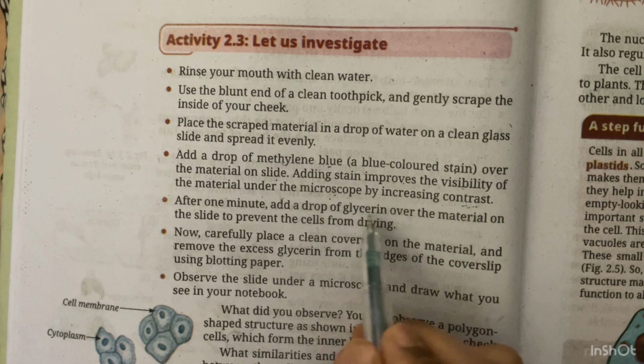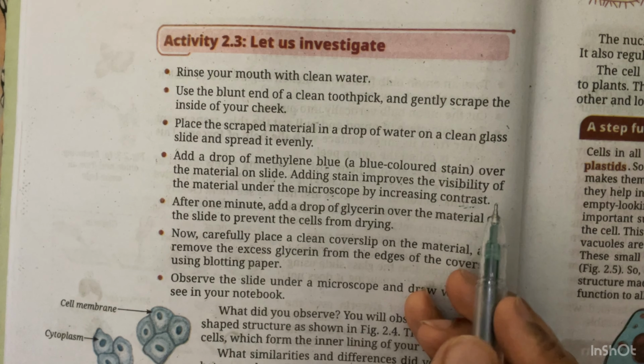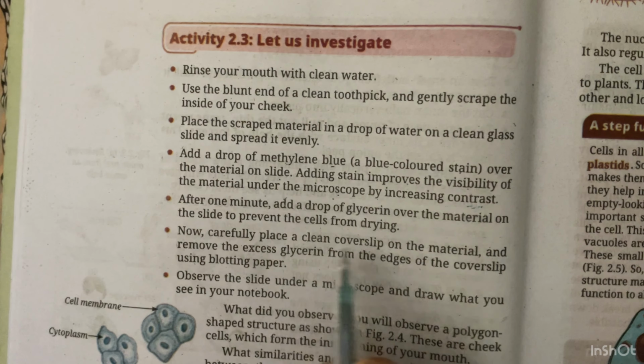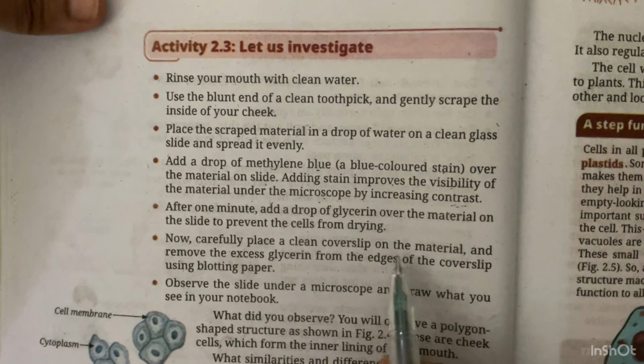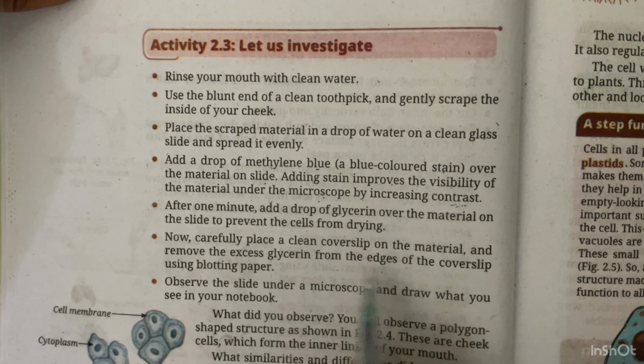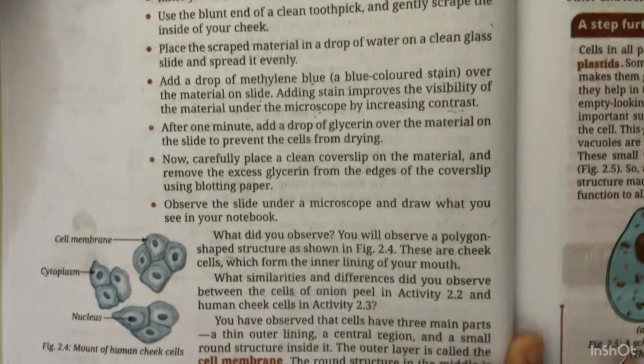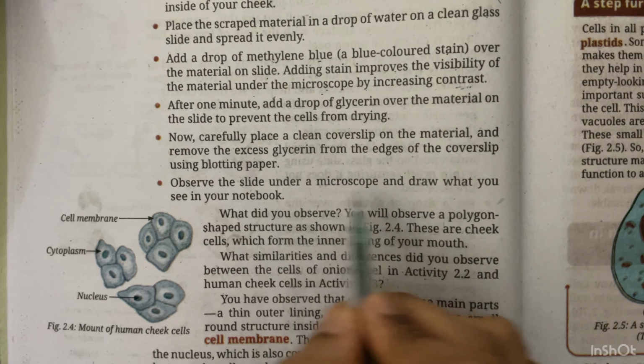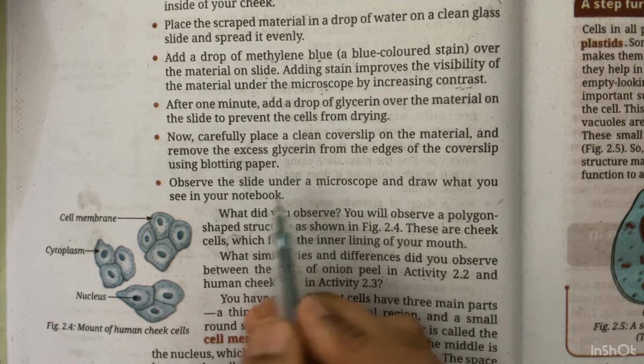Add a drop of glycerin, as I told you earlier. Why are we adding glycerin? So that it does not dry out. Now carefully place a clean cover slip on the material, like in the onion peel, and remove excess glycerin from the edges of the cover slip using blotting paper. Now observe the slide under the microscope and draw what you see in your notebook.